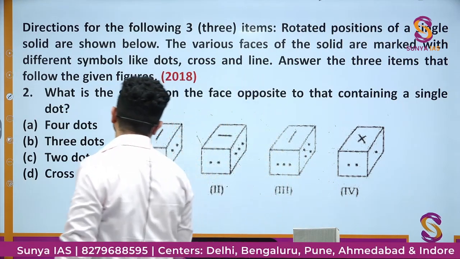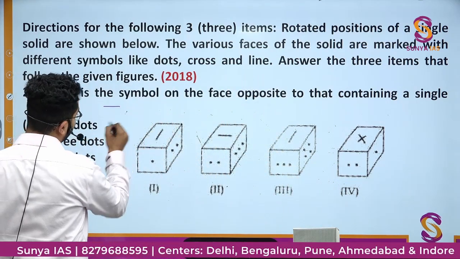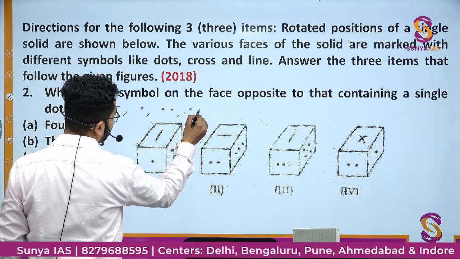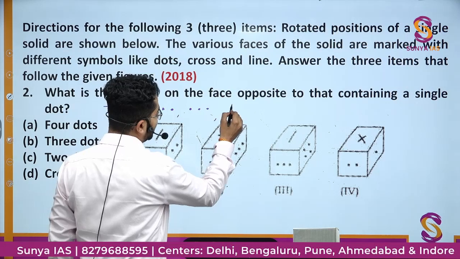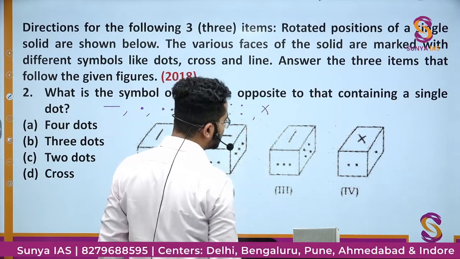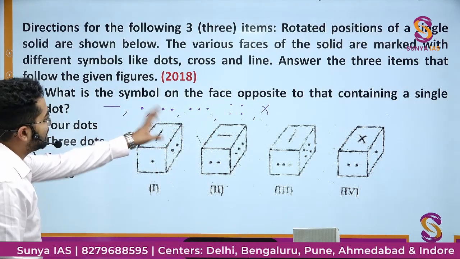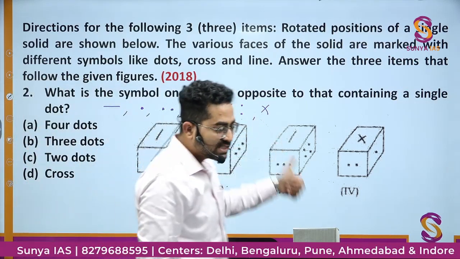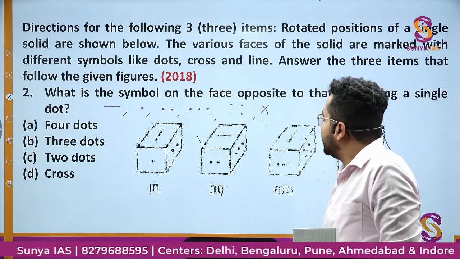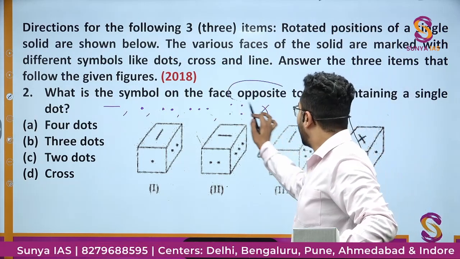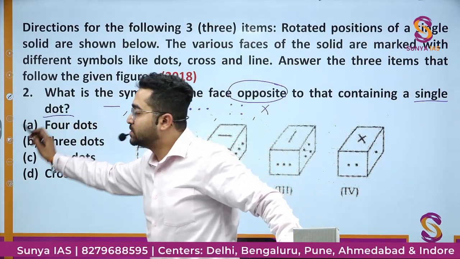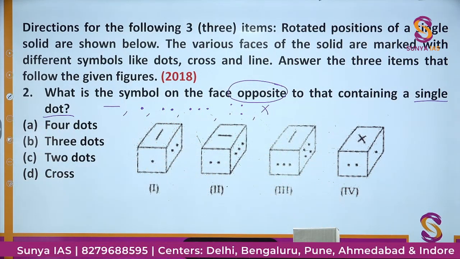Now, how many symbols are there? One is line, single dot, double dot, triple dot, 4 dots also. Okay, very nice, 4 dots. Cross is also there. So I think these many symbols are available: 1, 2, 3, 4, 5, 6. So these six faces, 6 symbols are available, right? Now it is asking opposite. Every time they can ask only opposite to that containing a single dot. You have to find out what is opposite to the single dot.